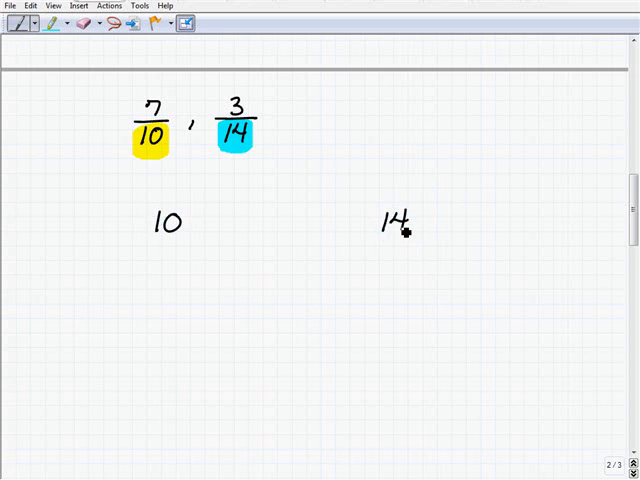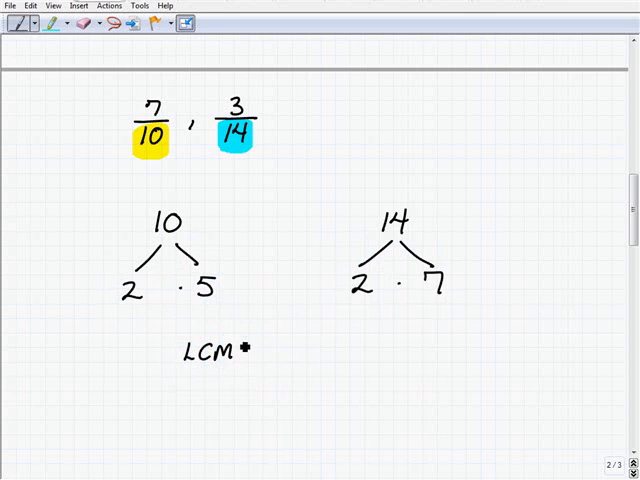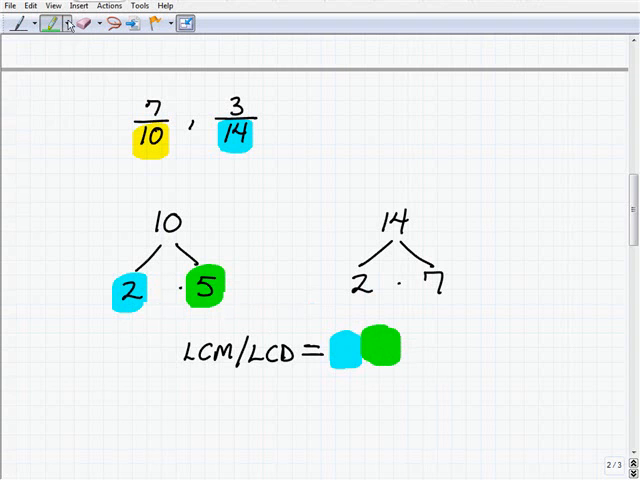Go ahead and take a moment and find the LCM. You have to first prime factor these two. All right, so 10 prime factors as 2 times 5, and 14 prime factors as 2 times 7. So our LCM, or LCD in this case because we're talking about the denominators, is going to need a 2. We have a 2 here, but I only need one 2 represented, and the highest power, being that they're both 2 to the first, is just a 2. I need a 5 here, and I also need a 7.